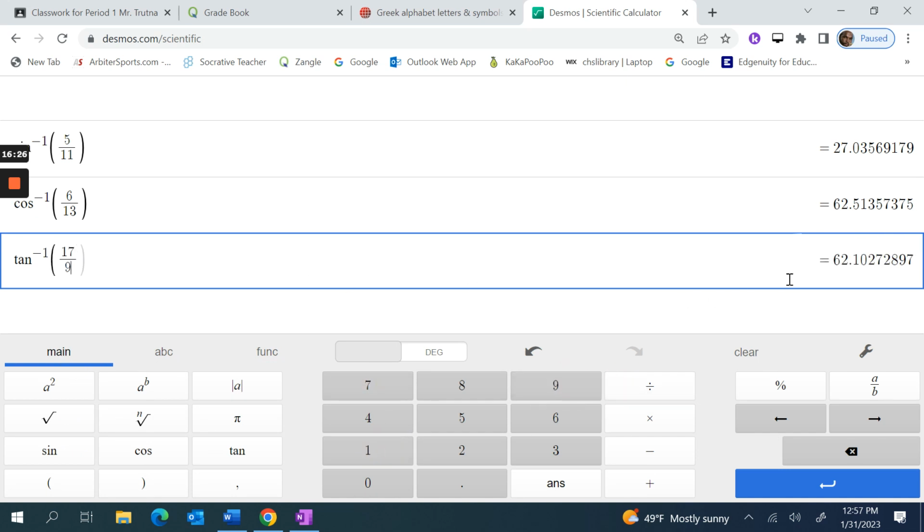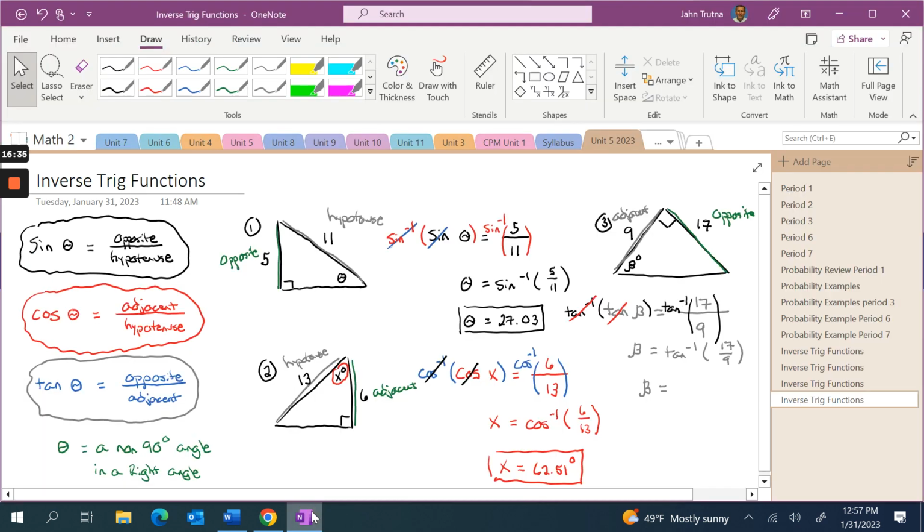Your calculator says the answer is 62.10. All you have to do is write the first two numbers after the decimal. So in this case, beta is equal to 62.10 degrees. And I have figured out that the missing angle, where the beta is, is 62.1 degrees. Inverse trig functions.